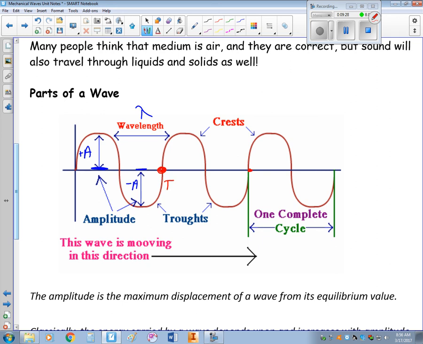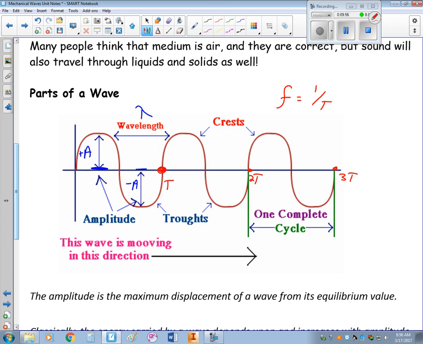So notice that this graph represents 3 oscillations, so 3 periods. And I use a capital T for period. We also have something called frequency. Frequency is 1 divided by the period. Period is how long it takes one oscillation to happen. Frequency is how many oscillations there are in 1 second.